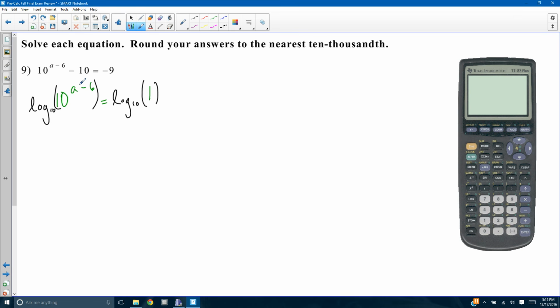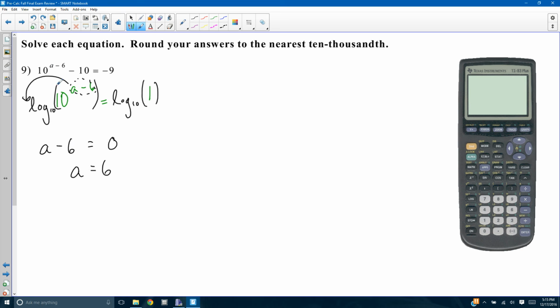Log base 10 of 10 is 1. This a minus 6 power gets to multiply in front of log base 10 of 10, which is 1. So a minus 6 times 1 is a minus 6. Log base 10 of 1 says 10 to what power is 1, which is kind of what we've been asking before. That value is 0. And of course, you can use a graphing calculator to figure that out. Add 6, we get a equals 6.